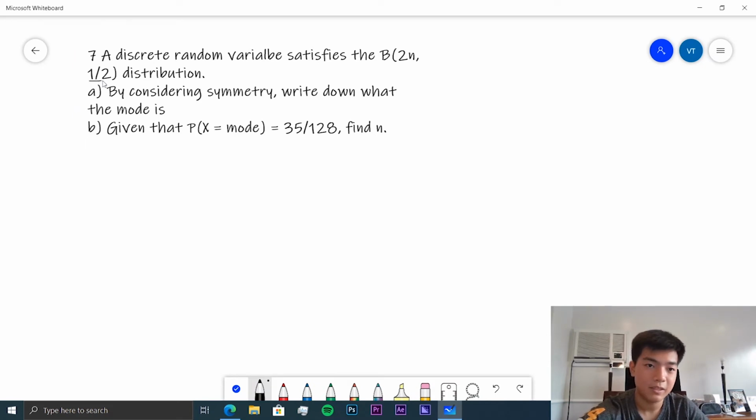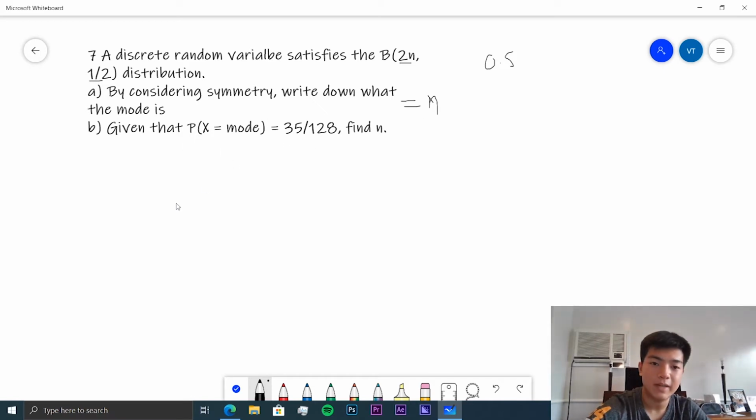Okay, so first, the mode is simply equal to n. Since we have a 0.5 chance that the event will succeed or fail, by symmetry this should be symmetrical around the mode, so the mode should be equal to half the number of trials, which is n.